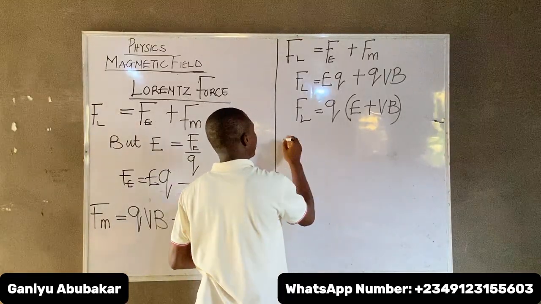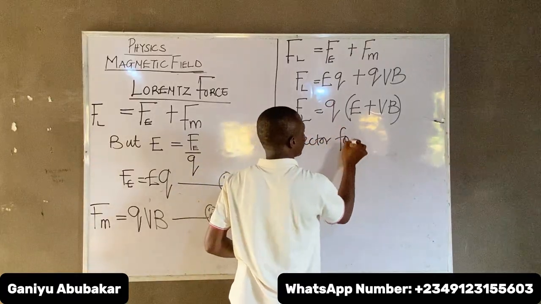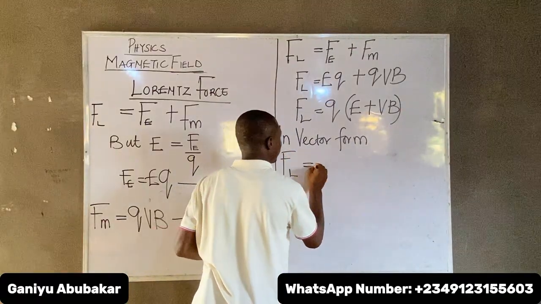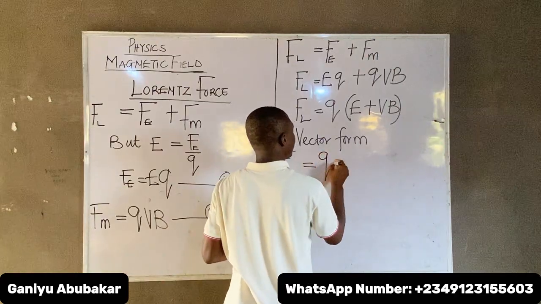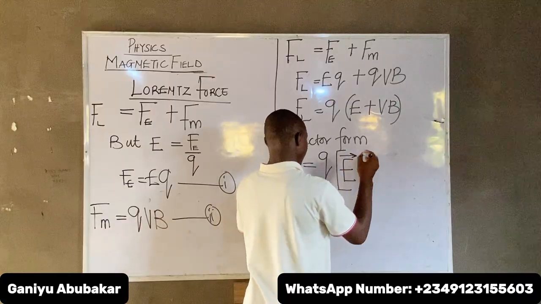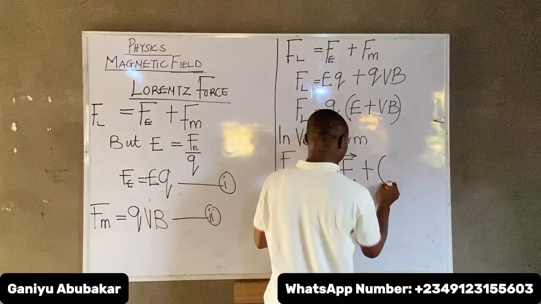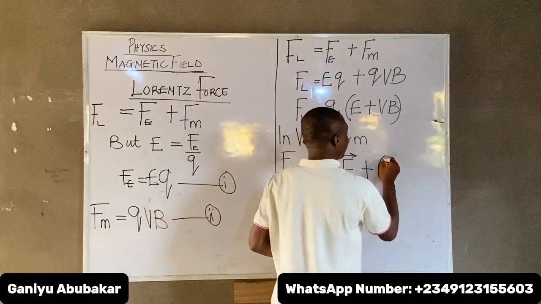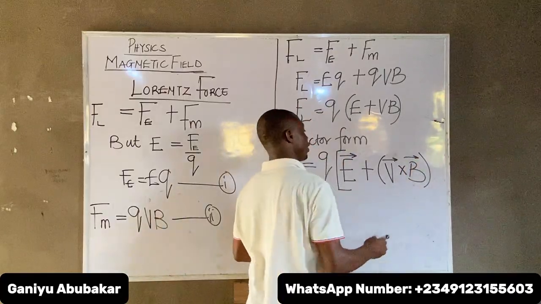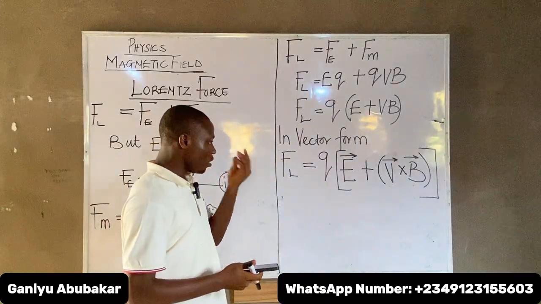But let me put this formula in vector form. So in vector form, this formula is given by FL, the Lorentz force, is equal to Q into E plus V cross B. This is the vectorial form of the Lorentz force, as you can see on the board.